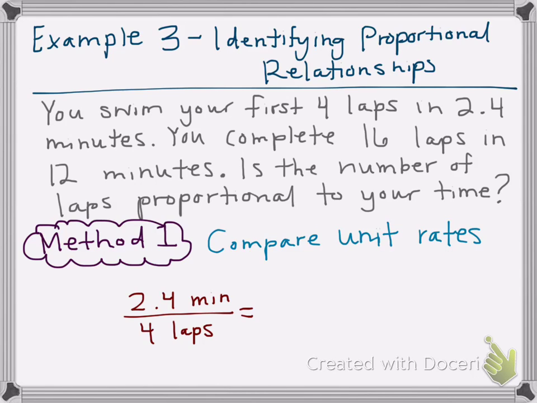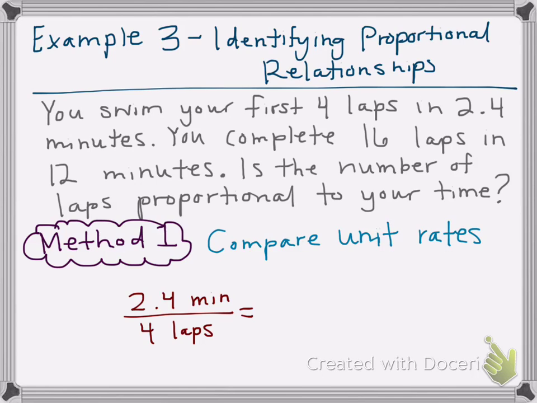So let's first take our first ratio, 4 laps in 2.4 minutes, okay? So in 2.4 minutes, you do 4 laps. So go ahead and write 2.4 minutes over 4 laps. Now, the reason why lap is on the bottom is because we want to know how long it takes for 1 lap. The 1 needs to be on the bottom. We're not measuring 1 minute, we're measuring 1 lap. Okay, so let's go ahead and make the denominator 1 because we are now comparing unit rates.